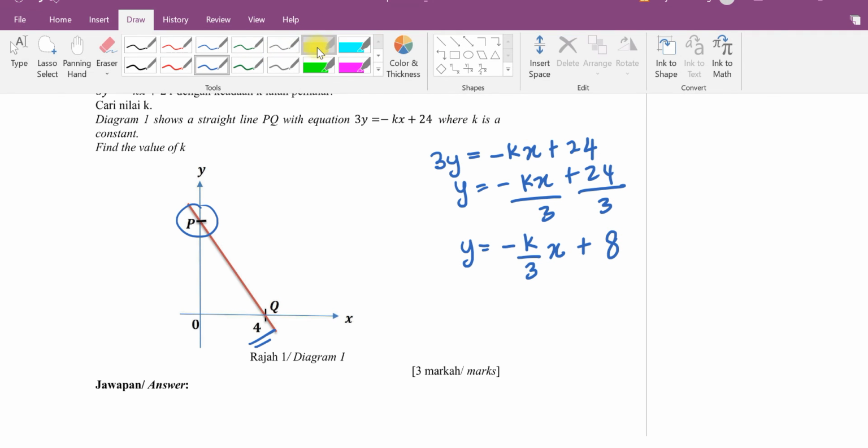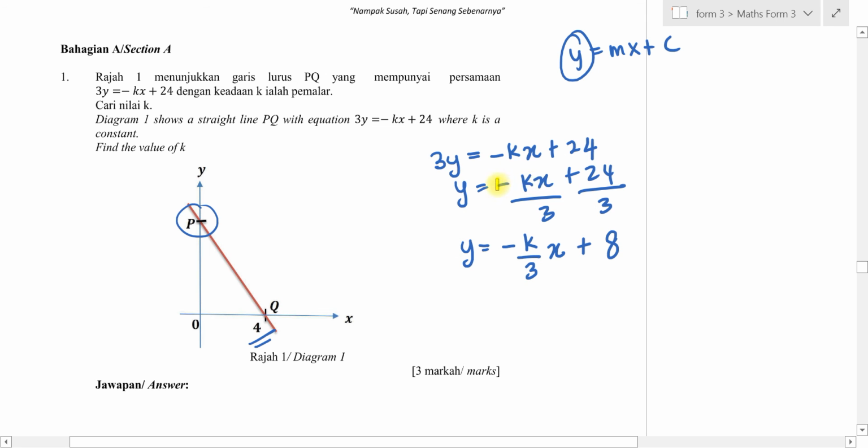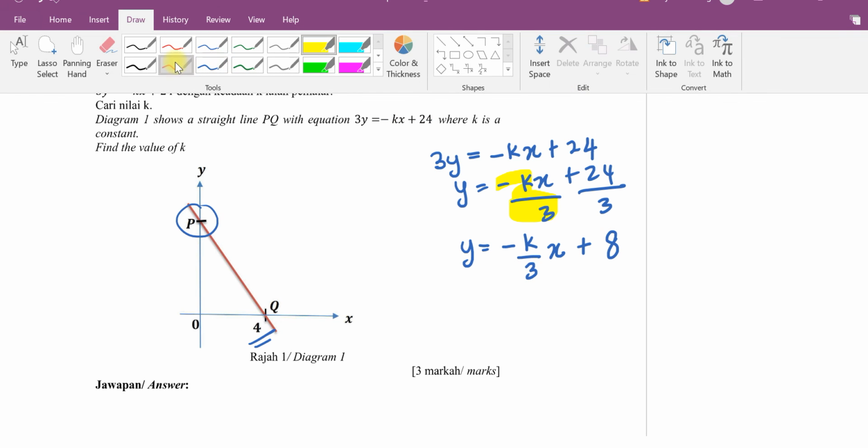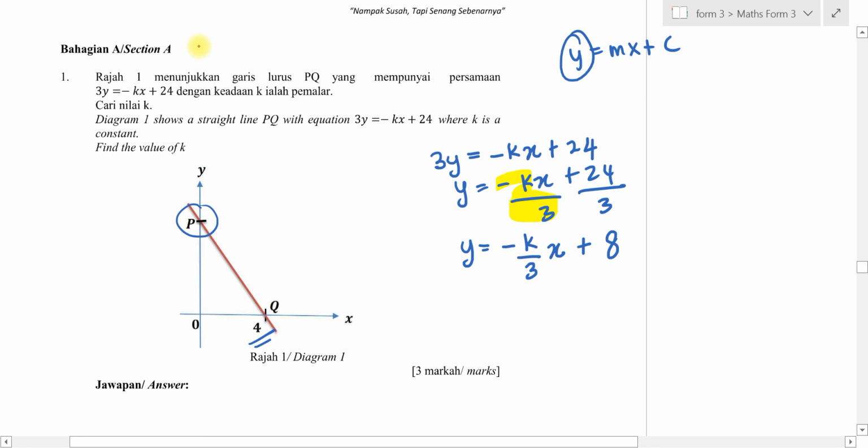Okay, I would like to explain this part. I just group this part as one set: negative k over 3, and the x I write at the side, still multiplication. 24 divide 3 is 8. So here it's very clear. We compare with mx plus c. So we know the gradient is negative k over 3.